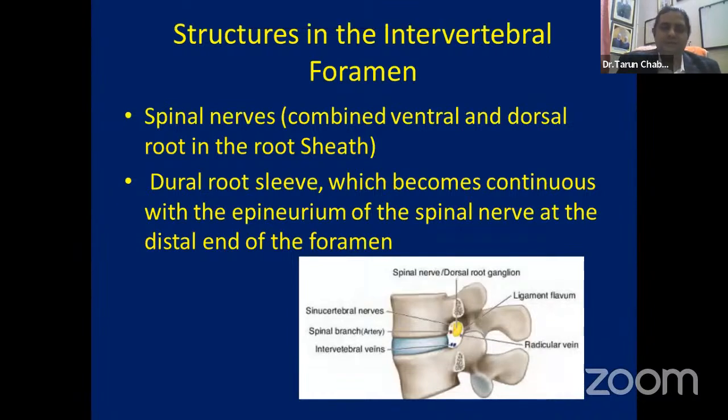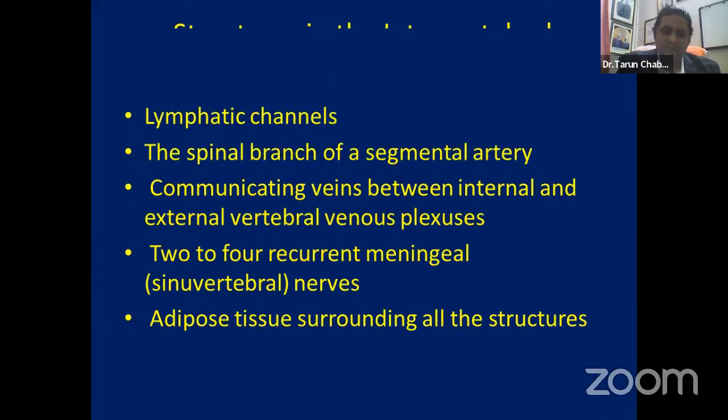So what are the structures when we enter the foramen? We should be very careful. For a beginner, we should not go in the root area. Otherwise, the patient will wince in pain. There are spinal nerves, combined ventral and dorsal roots in the root sheath, the dural root sleeve, which becomes continuous with the epineurium of the spinal nerve. There are a lot of lymphatic channels also, and as Dr. Pradeep told about the segmental artery, communicating veins, and there are sinuvertebral nerves and adipose tissue surrounding the structures.